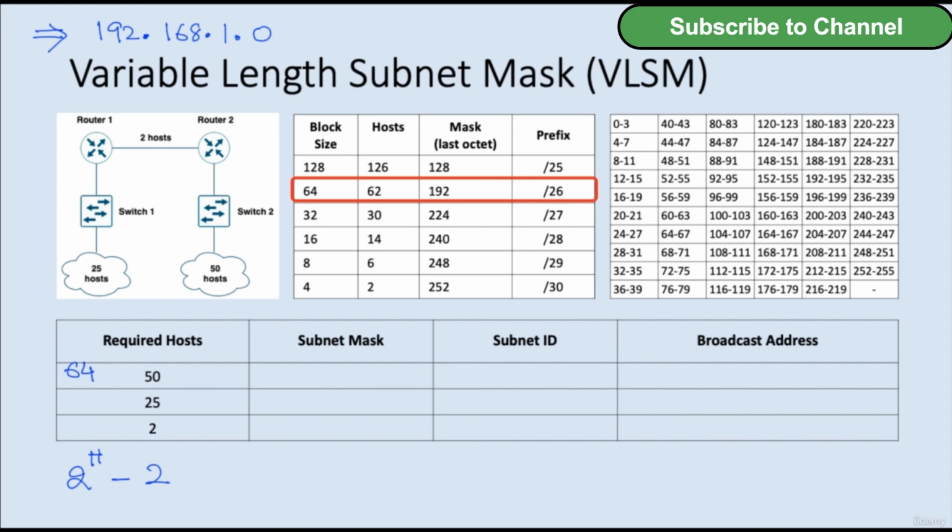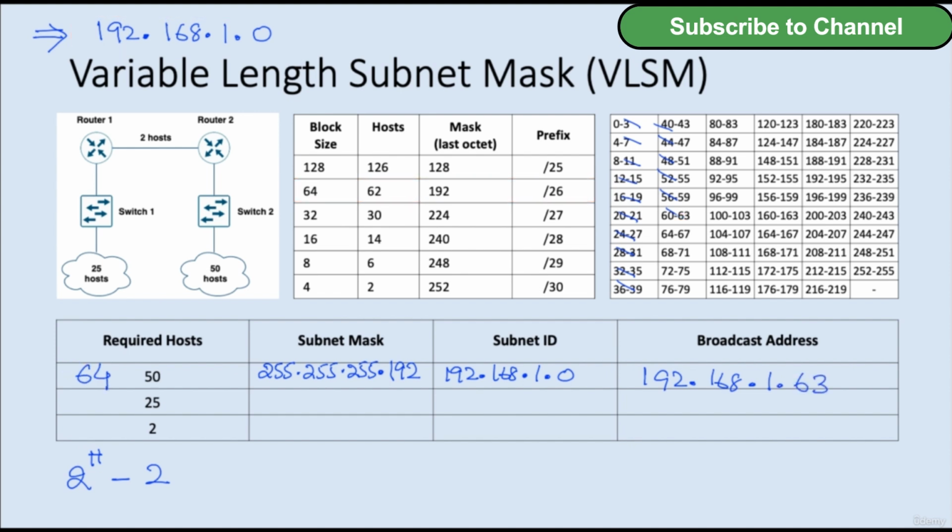So in that case, the subnet mask will be 255.255.255.192. The IP address I have chosen is 192.168.1.0. I have to give the block of 64. So which addresses? I will use addresses from 0 to 63 actually. So all these are used. So the broadcast will be 192.168.1.63.